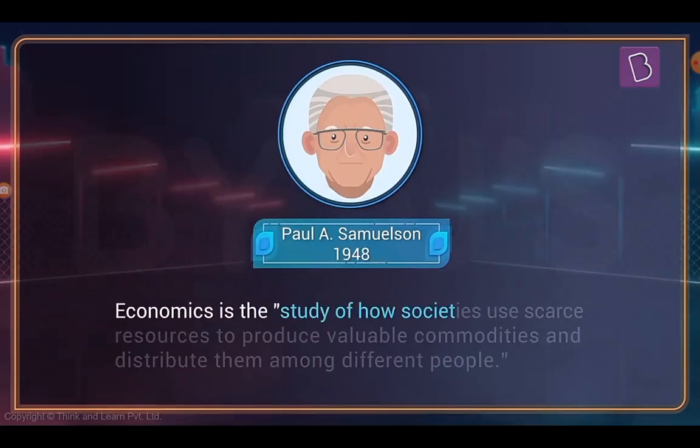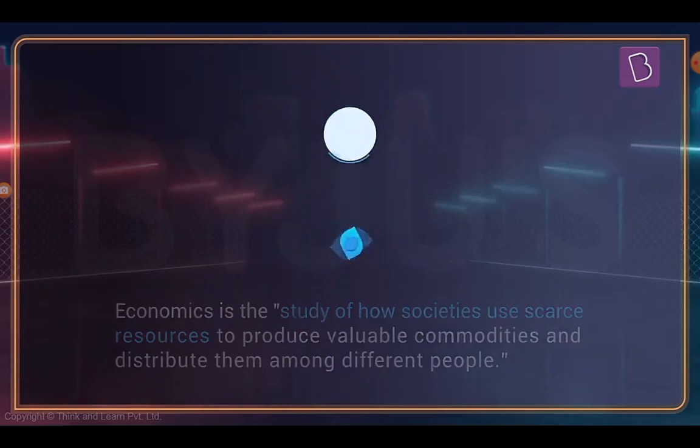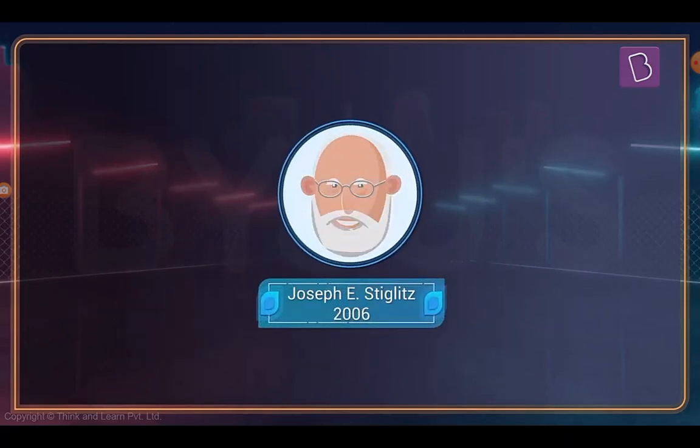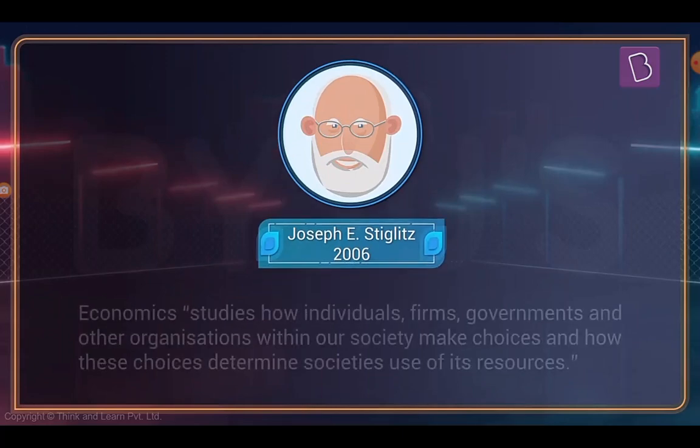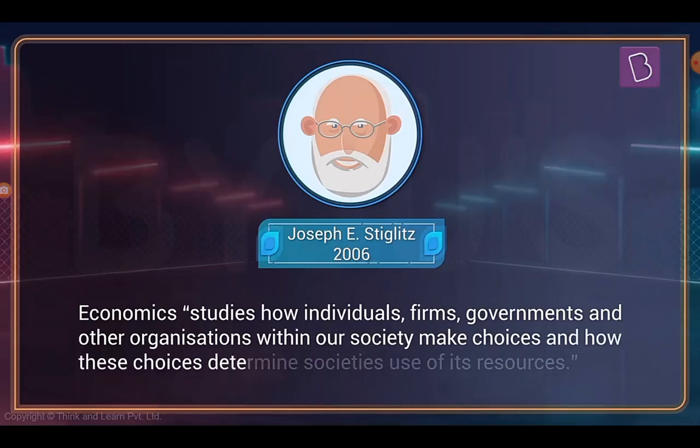Later, Paul A. Samuelson in 1948 modified this earlier definition and gave another. Economics is the study of how societies use scarce resources to produce valuable commodities and distribute them among different people. A modern economist, Joseph E. Stiglitz, in 2006 had this new definition. Economics studies how individuals, firms, governments, and other organizations within a society make choices, and how these choices determine society's use of its resources. All of these definitions capture various important aspects of economics, and as we study the subject in detail, we will see that all of them are valid to some extent.